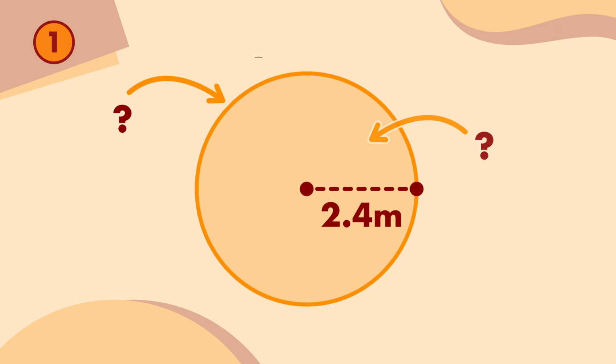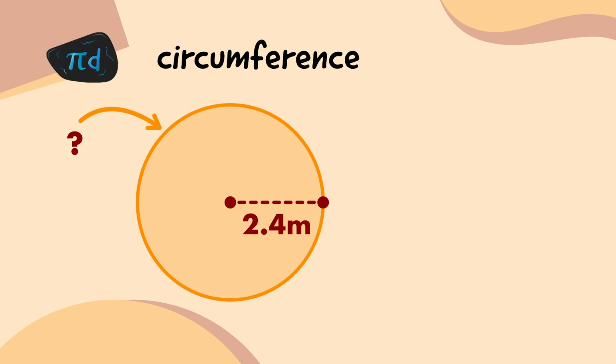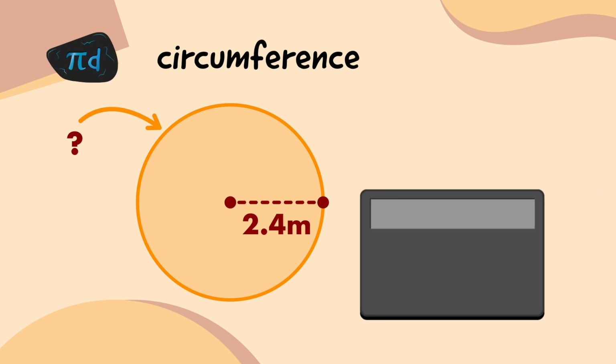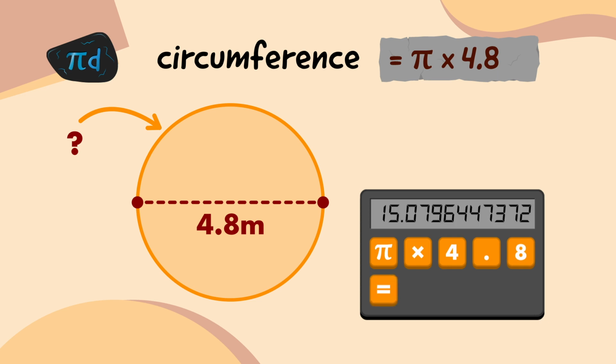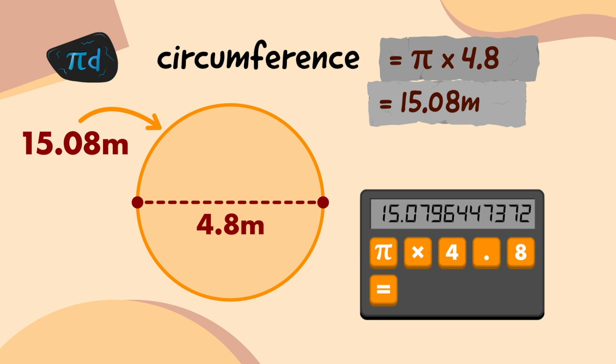Okay, I'm going to start with the circumference, which is equal to pi d. So on my calculator, I'm going to multiply pi by the diameter. I know that the radius of this stone circle is 2.4, and the diameter is always twice as big as the radius, which means the diameter is 4.8. I'm going to press the pi button, press the multiply button, type 4.8, and press the equals button, which gives me 15.0796447372. That means the circumference of the first stone circle is 15.08 metres long.